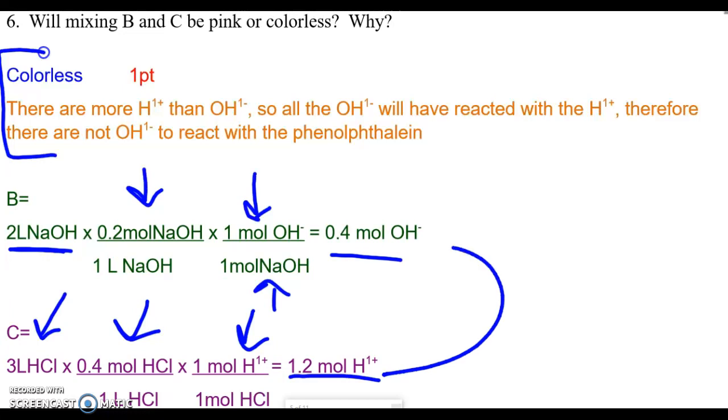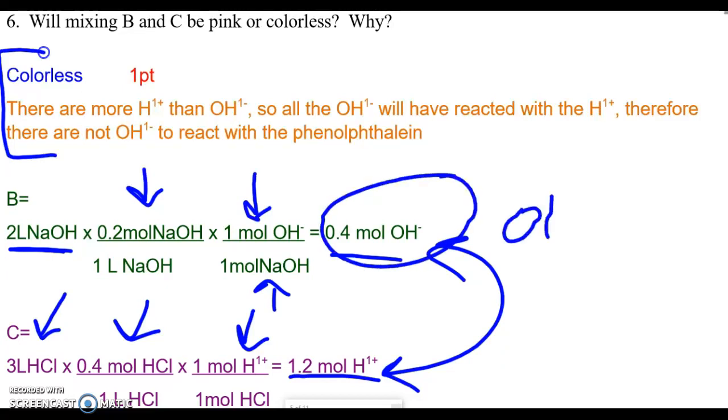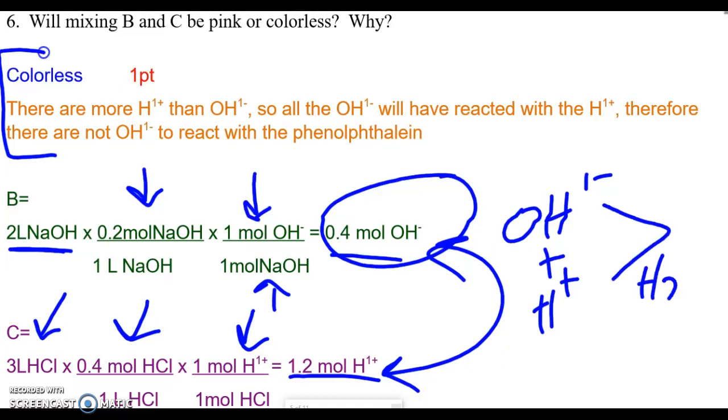So when I compare these two numbers, I have more hydrogen ion, meaning when I mix the two together, all of these hydroxides will combine with the hydrogen ions to make water, leaving us with extra hydrogen ion at the end. And remember, you always need hydroxide ions, which come from a base, and phenolphthalein to turn pink. And in this case, there's no hydroxide ions, so it will not turn pink.